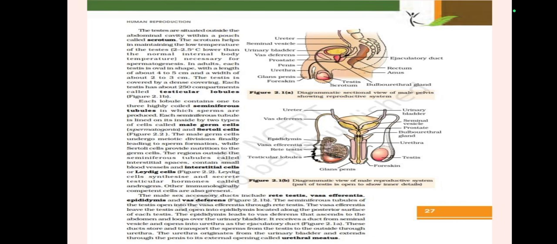that ascends to the abdomen and loops over the urinary bladder. It receives a duct from seminal vesicle and opens into urethra as the ejaculatory duct, figure 2.1a. These ducts store and transport the sperms from the testes to the outside through urethra. The urethra originates from the urinary bladder and extends through the penis to its external opening called urethral meatus.